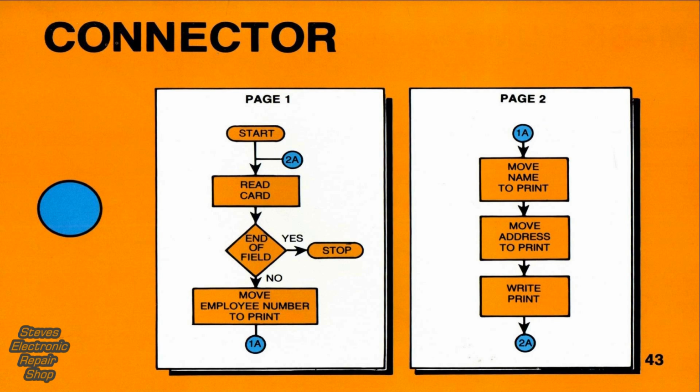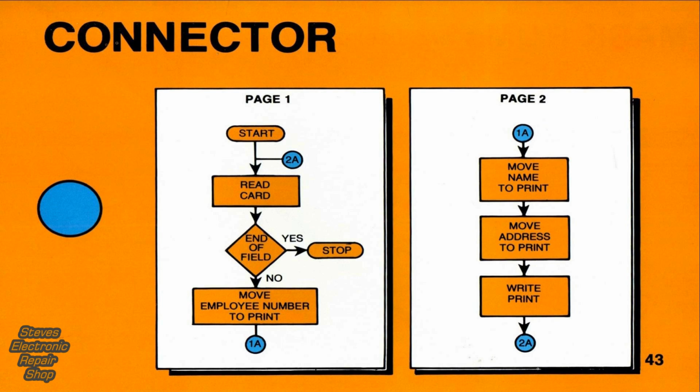The connector's function is implied by its name. It connects one part of the flowchart to another. Two typical uses of the connector are shown on the right. The first use occurs when our flowchart spills over onto another page. A connector is inserted and labeled, in this case 1A. We continue our flowchart on page 2 with a connector again labeled 1A. Another example is shown by connector 2A at the bottom of page 2.